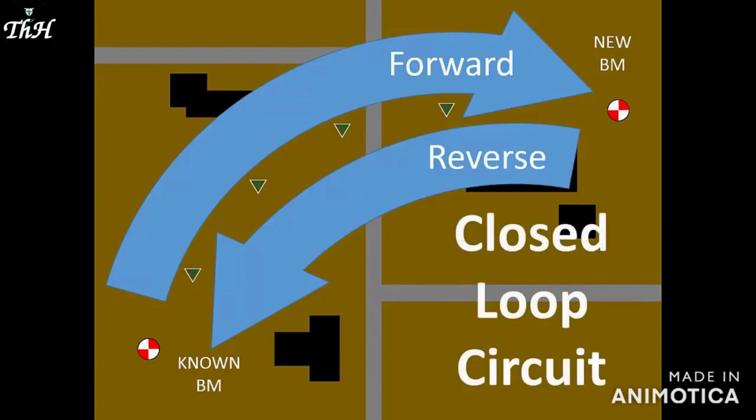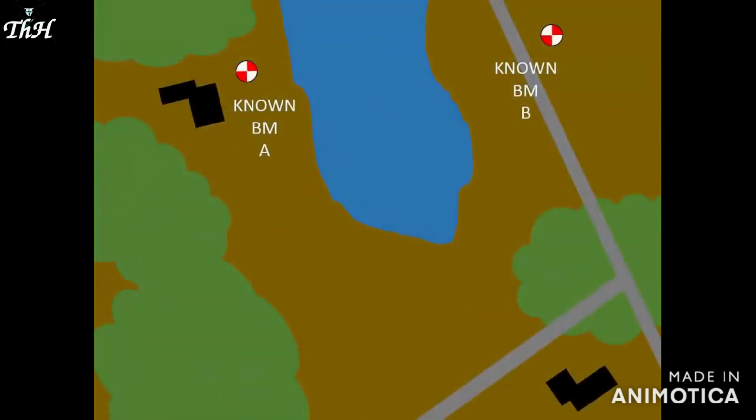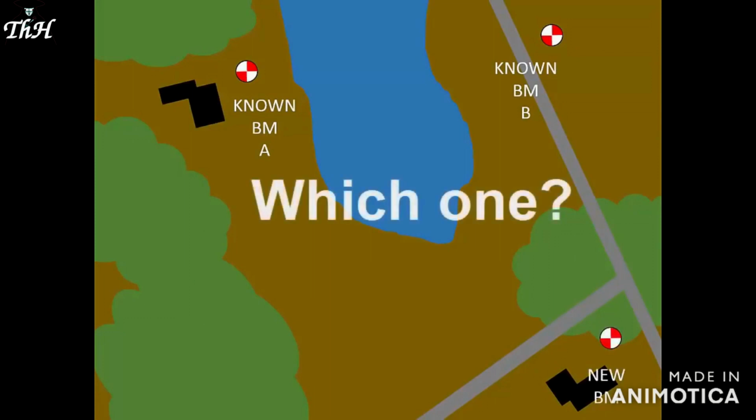Since there was only one known benchmark available, all the elevations in the survey are measured relative to that one benchmark. Let's suppose two known benchmarks are available near your project site. You plan to create a new benchmark, but which known benchmark should you use for your survey? Benchmark A or benchmark B?